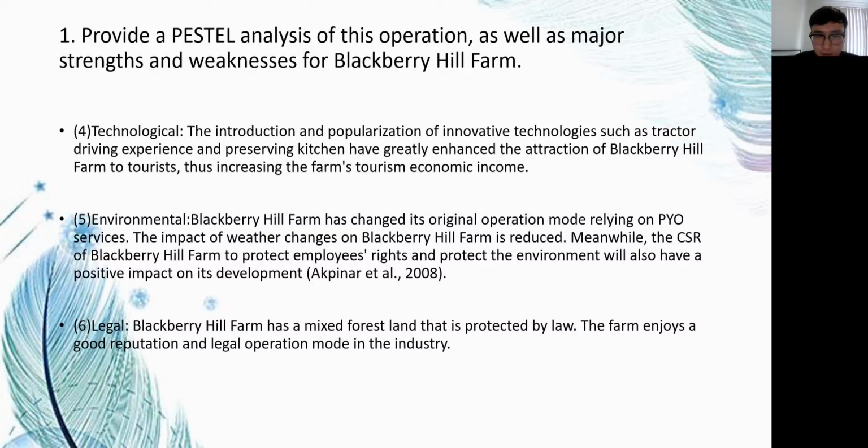Fifth is environmental. Blackberry Hill Farm has changed its original operations mode relying on PYO service. The impact of weather change on Blackberry Hill Farm is reduced. Meanwhile, CSR of Blackberry Hill Farm to protect employees' rights and protect the environment will also have a positive impact on its development. The last is legal. Blackberry Hill Farm has mixed forest land that is protected by law. The farm enjoys a good reputation and legal operation mode in the industry.